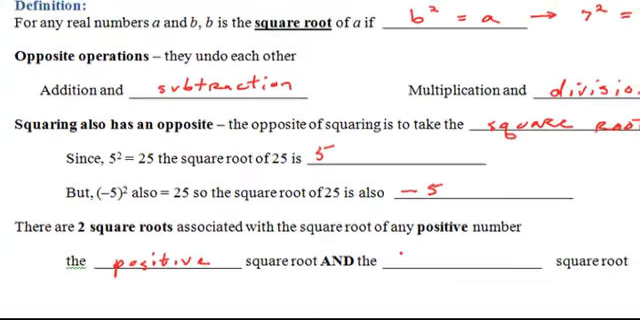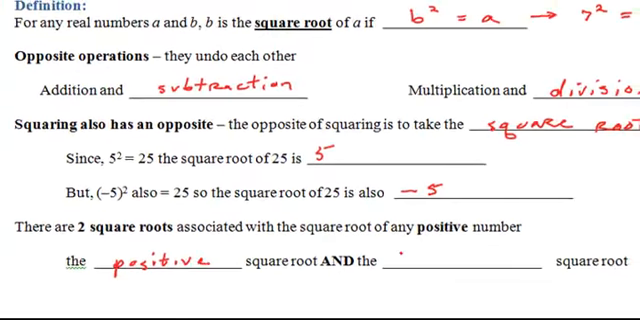To find the square root of 25, we ask ourselves, what number squared equals 25? And above, we had said, well, 5 squared equals 25. And we also said negative 5 squared equals 25. Find the square roots of 36. Ask yourself, what number squared equals 36? And remember that there will be two numbers that when squared will equal 36.